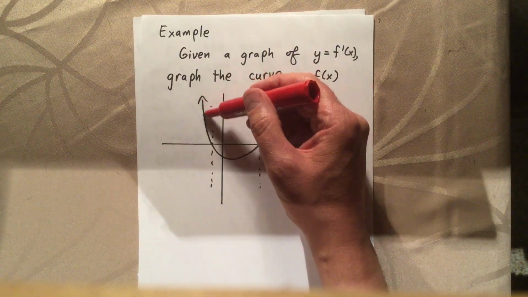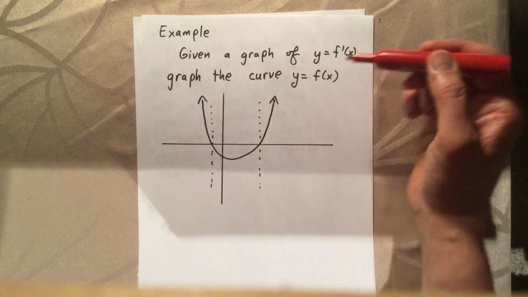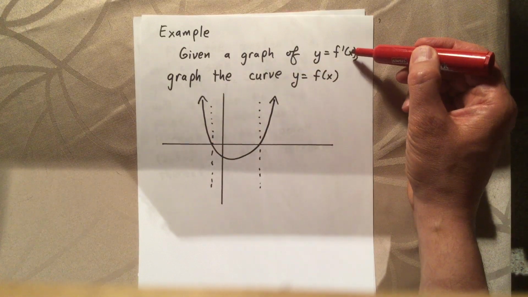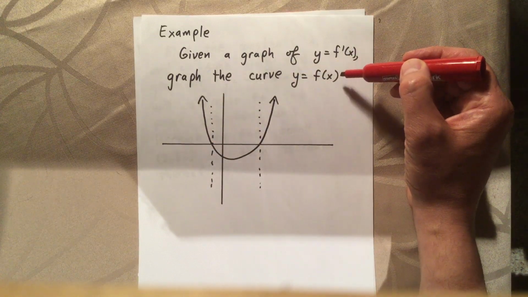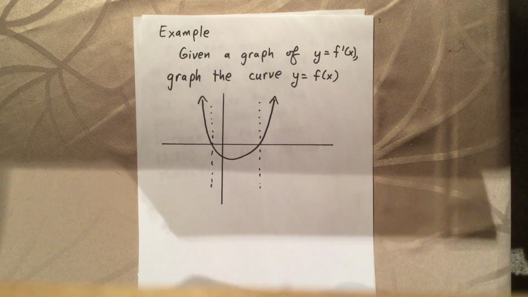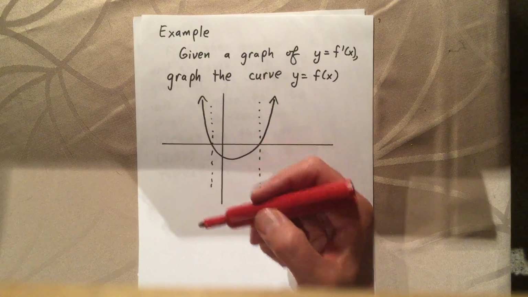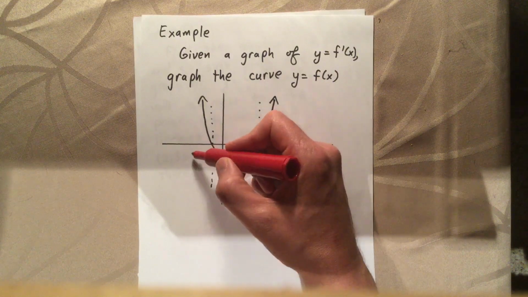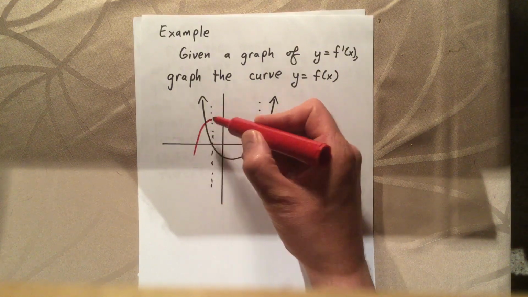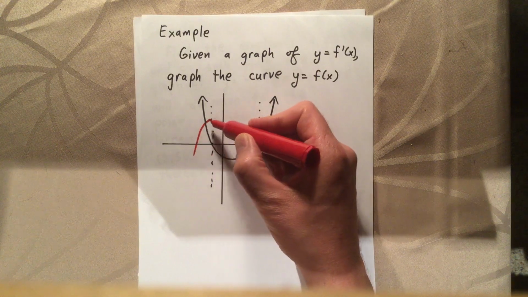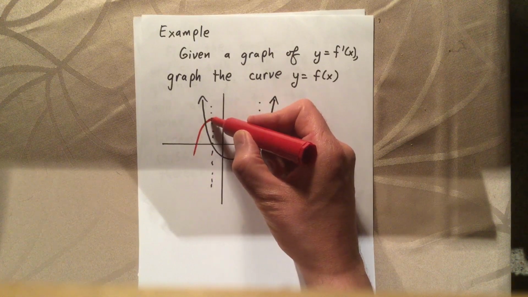I'll repeat that. To the left of -1, all of these y values are positive, but those y values represent the first derivative of f of x, so our curve that we're trying to graph, which is f of x, will have a positive first derivative. So I'm going to draw a positive first derivative, and then I'm going to draw a 0 first derivative.